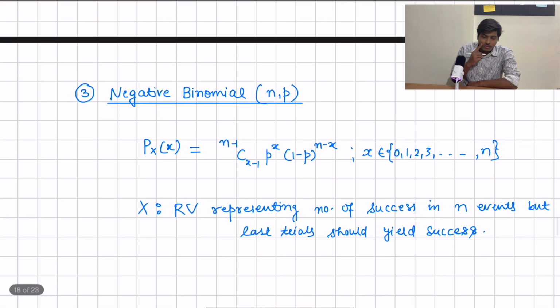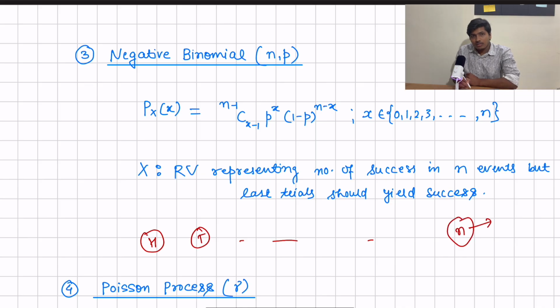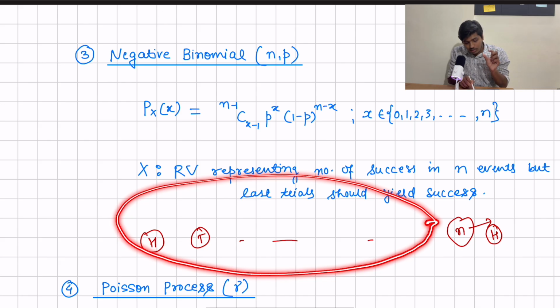But in negative binomial, it says that the last trial should yield a success. It means in the first trials, maybe head, tail, whatever it is, in the nth trial this has to be the success. Let's suppose our success is head. So whenever the head happens in the last trial, the events stop, right? It is similar to saying that we are getting x minus 1 successes in the first n minus 1 events and the nth will be a success, right?